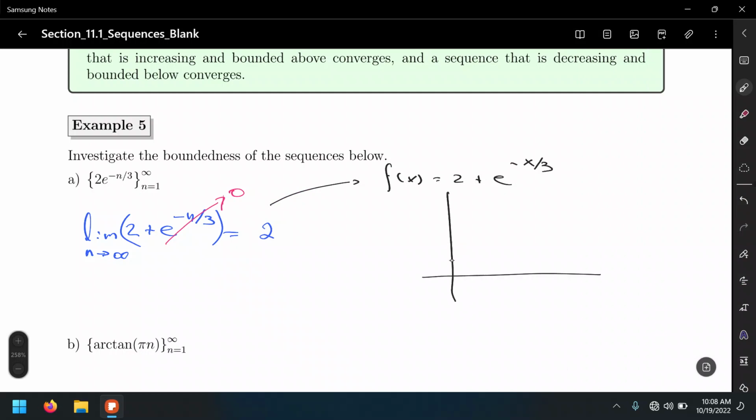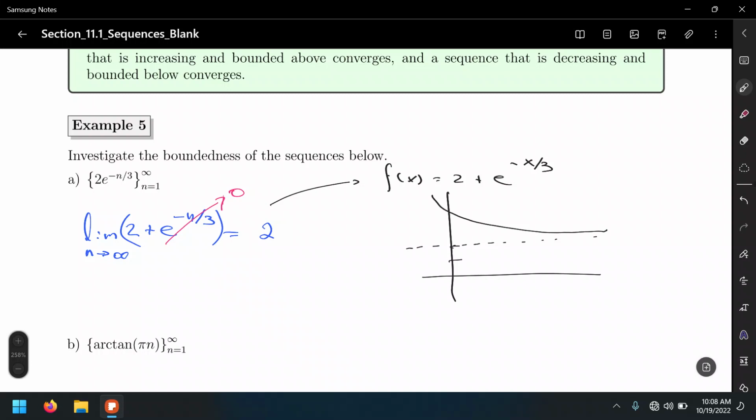so we're going to have this horizontal asymptote at 0 and shift it up 2 units. So what are we going to have here? Are we going to have an upper bound or a lower bound? What is this in this case?